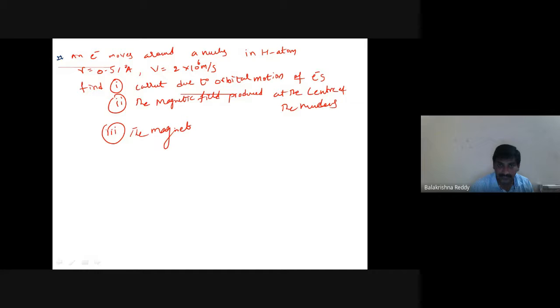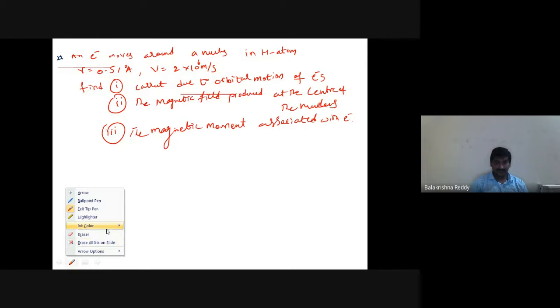The magnetic moment associated with the electron: since the electron is revolving, it produces some magnetic moment. Now, first question in this part: what is the current due to orbital motion of an electron? We have done this type of model question earlier.